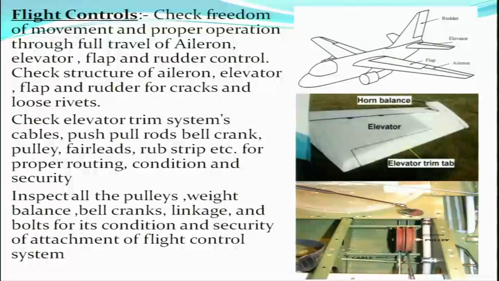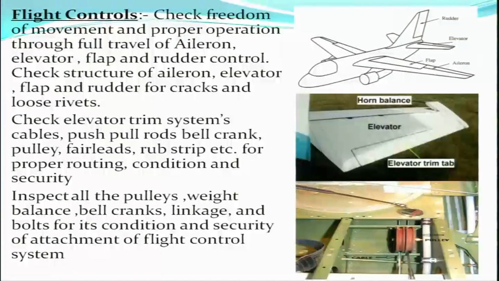Check elevator trim systems, cables, push-pull rods, ball cranks, pulleys, fair leads, rib strips, etc. for proper routing, condition and security. Now the trim tabs, the trim system, everything needs to be checked for condition. The cables are to be checked for proper routing, security, the different ball cranks, the pulleys, everything needs to be checked in the complete system.